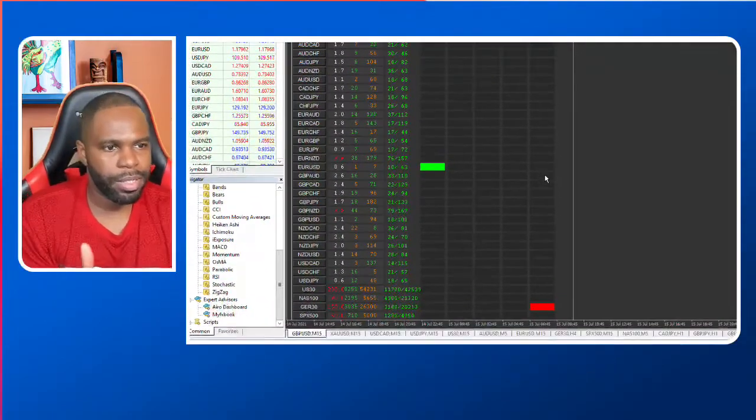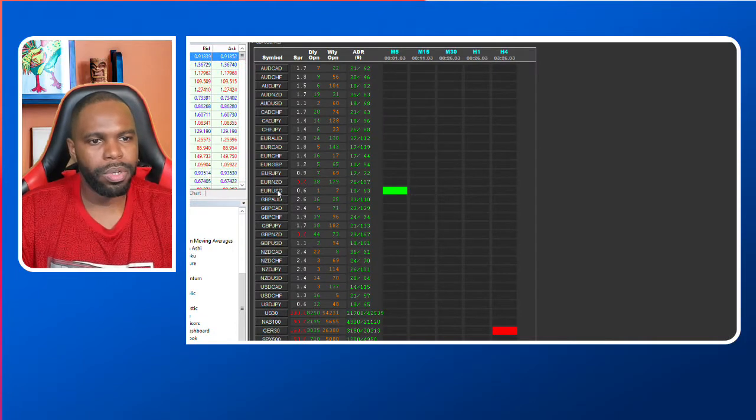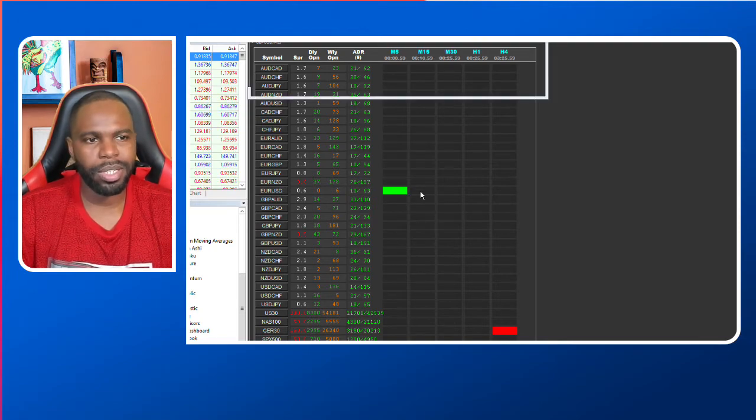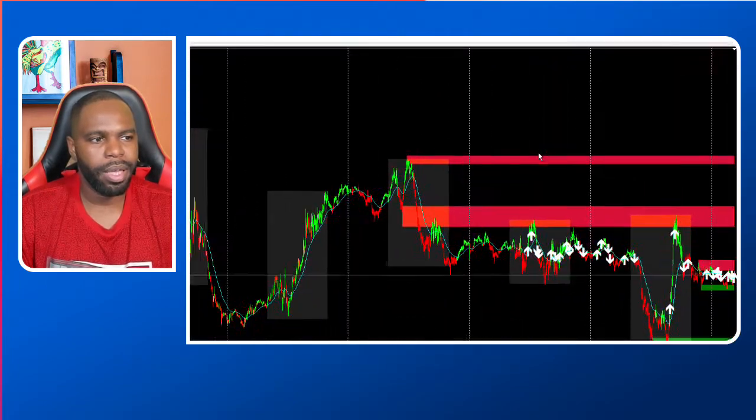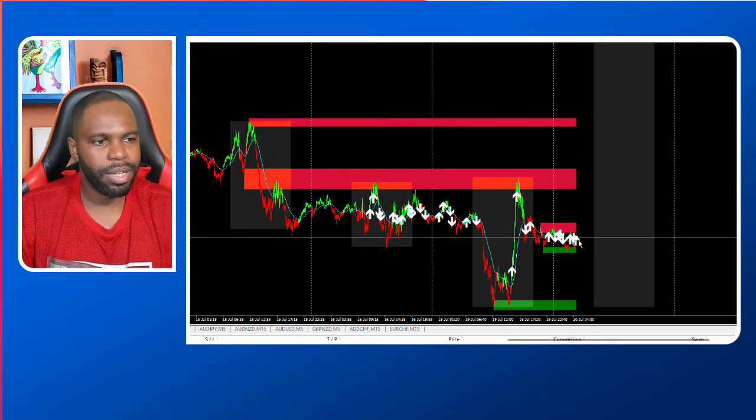And here's another example. Euro USD here has an arrow that popped up on the 5-minute chart. So let's go ahead and check that out real quick. Let's go to the 5-minute chart here, and you'll see that this arrow pops up.